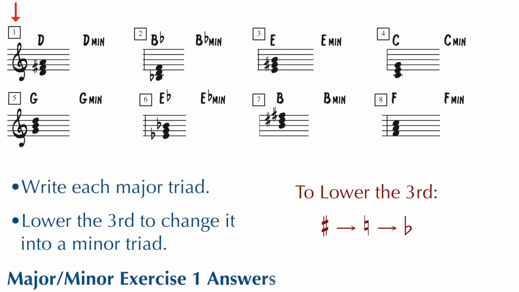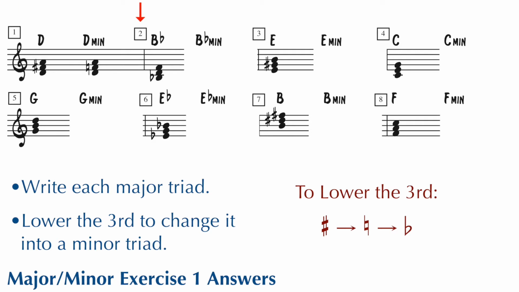Number 1, a D major chord should be D, F sharp, A. For a D minor chord, we lower that F sharp a half step, change it to a natural, so now we have D, F, A. Now you don't necessarily need to write this natural sign in front of the F. I just wrote it so you can see the difference between the D major and the D minor. But if you're just writing a D minor chord out of the blue, you just write it D, F, A. No need for the natural sign.